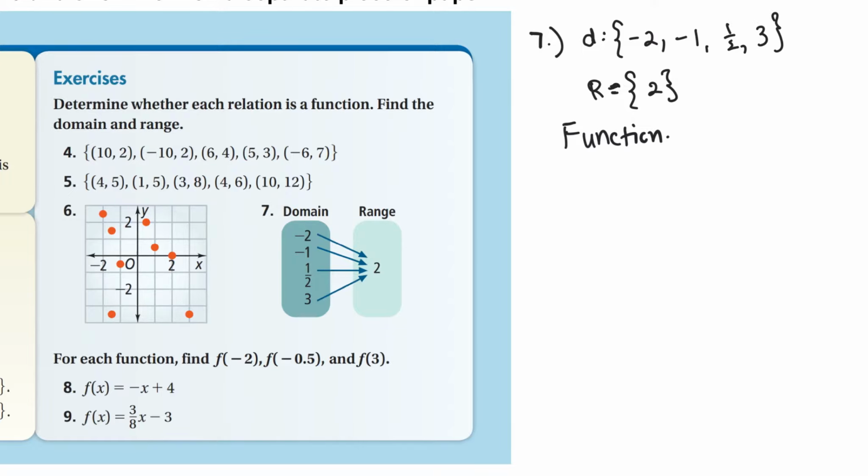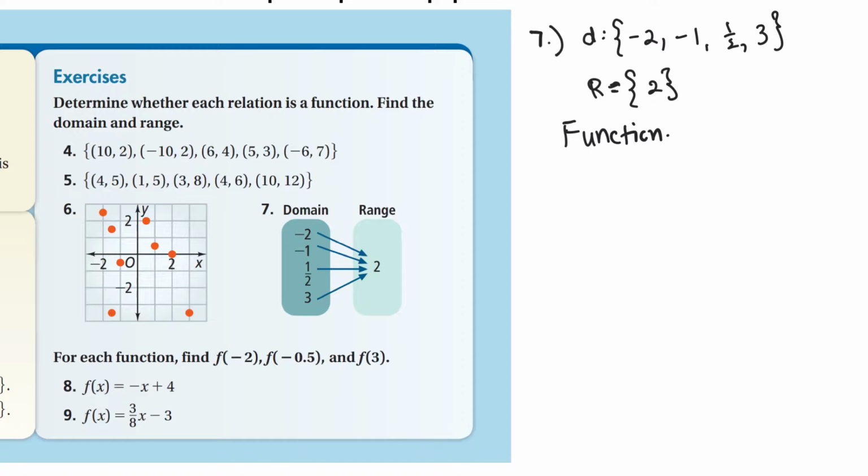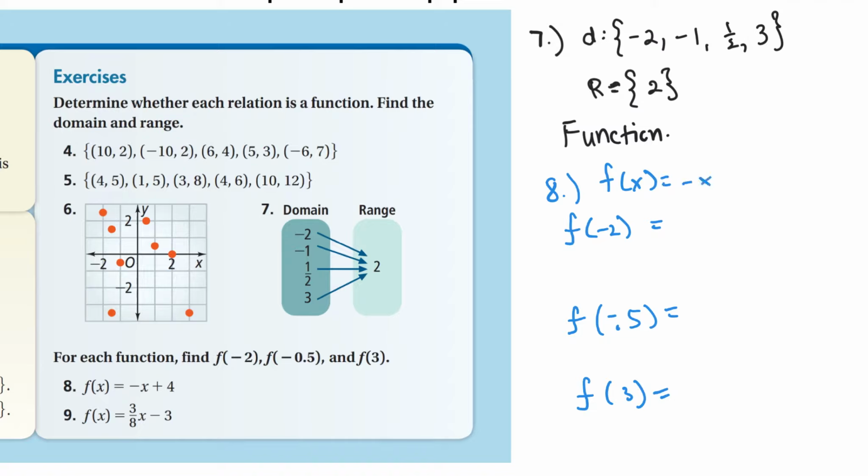For number 8, I'm going to go ahead and read the instructions. It says, for each function, find f of -2, and then we have to find f of -0.5, and then we got to find f of 3. So remember that you're going to use the equation that is given to you. Like for number 8, we have f of x equals -x plus 4, and I'm going to write this down. We have f of x equals -x plus 4.